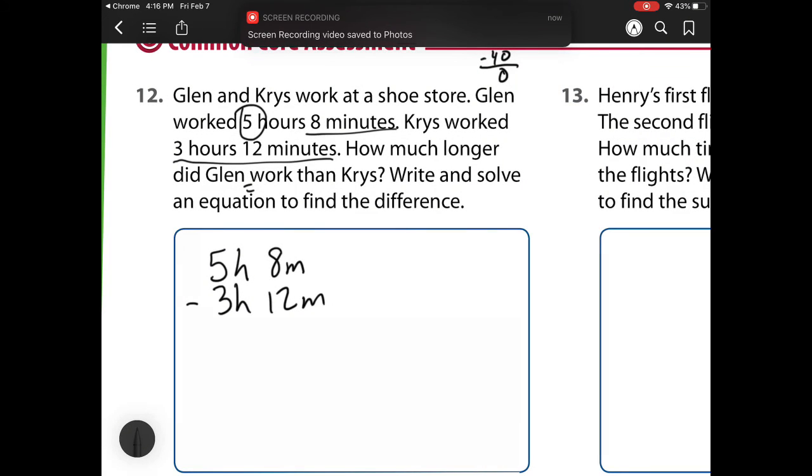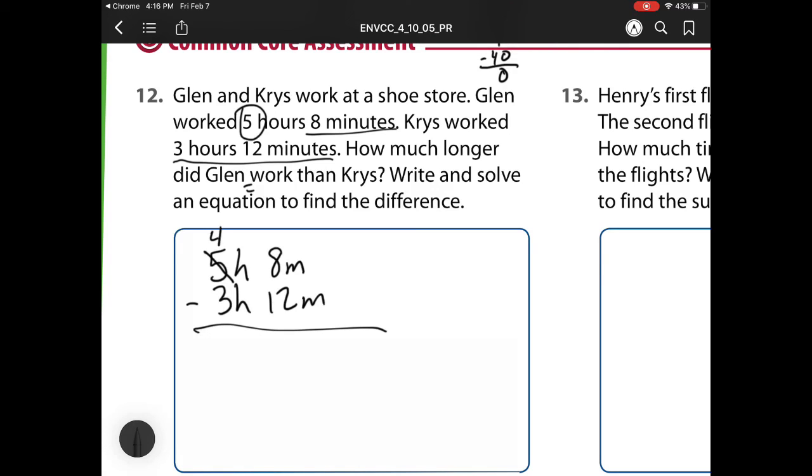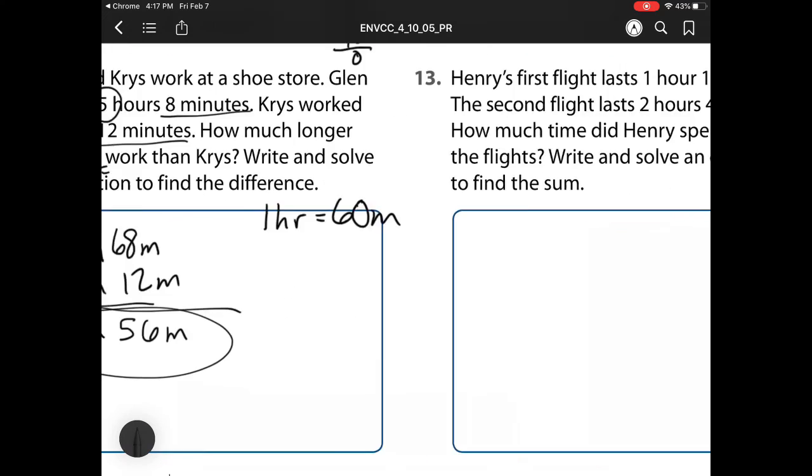So then what do I have here? Well, I need to regroup it. I can't do 8 minus 12, so I have to borrow. So I'm trading this 1 hour for 60 minutes. So I have 8 minutes, I'm getting 60 new ones, so that'll be 68. So now 68 minus 12 is 56, and 4 minus 3 is 1, so 56 minutes and 1 hour. So that is how much longer Glenn worked.